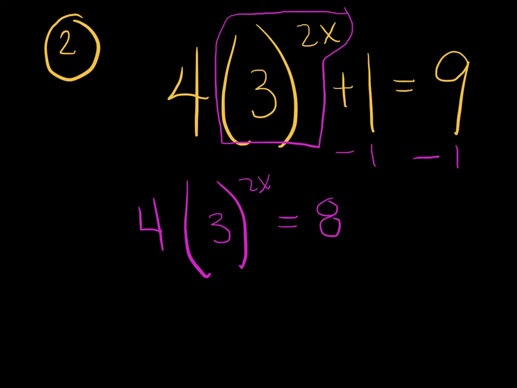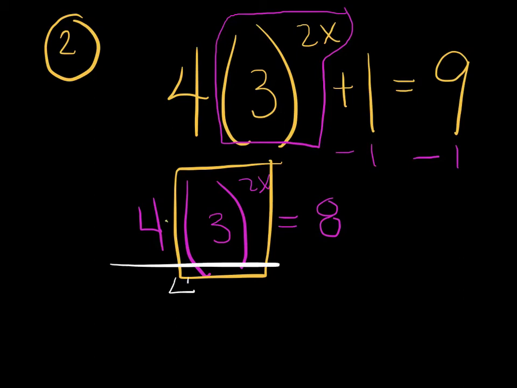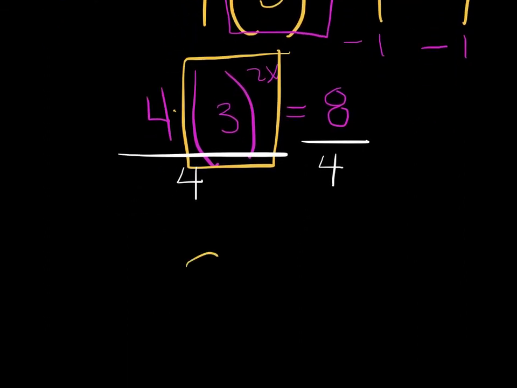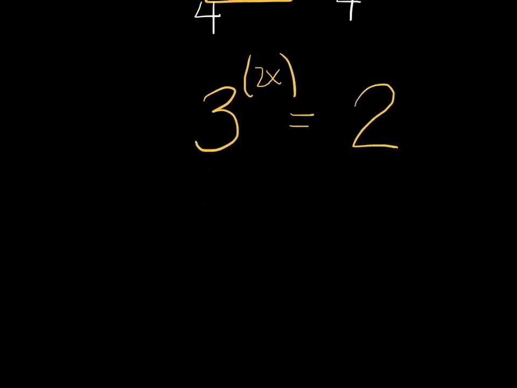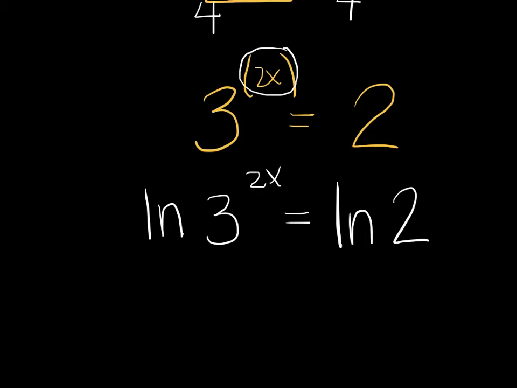I'm going to box it in again. These are attached together. You got to boot that 4 out. How are you going to move your 4 over? Well, remember it says 4 times. So common sense tells us to divide by 4. So I've got 3 to the 2x equals 2. Now I can't get a common base, so I'm going to natural log. This is exponential. I'm going to have an exponent up here. Again, just slap an ln in front of both sides. Do not do any log properties yet. Let's just slap an ln in front of both sides.